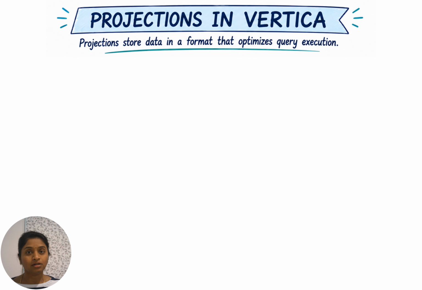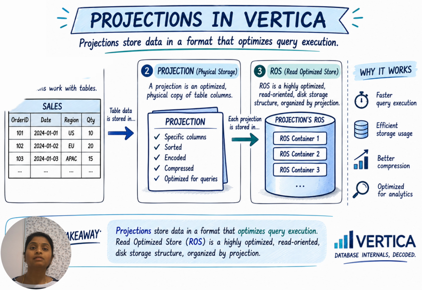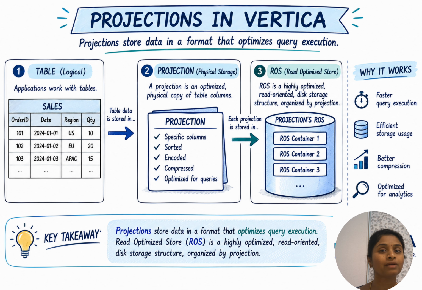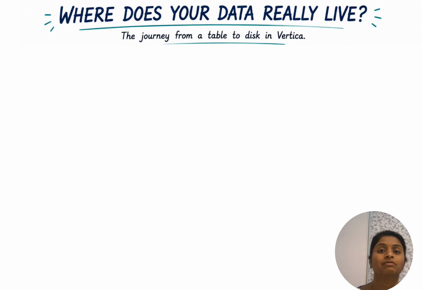Because in Vertica, when your application queries a table, it isn't reading a table at all. Your application would just see a normal table. You write SQL against it exactly like you would with any other database. But that table is just a logical view. It's not where your data actually lives. The real data lives in a projection.